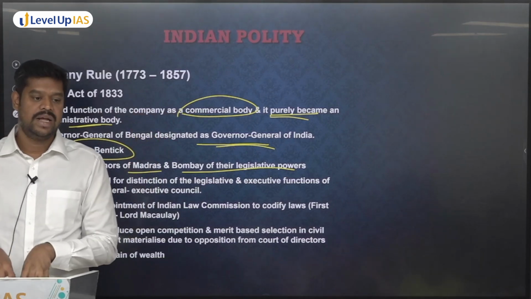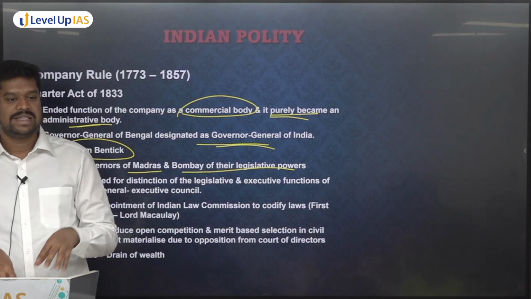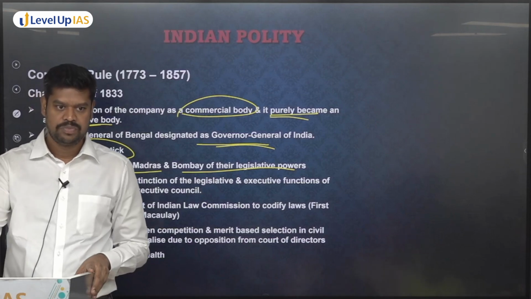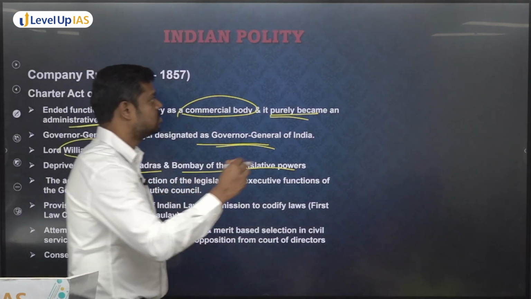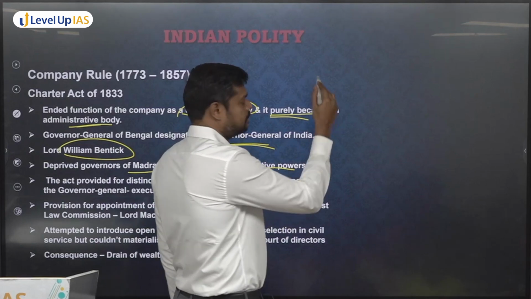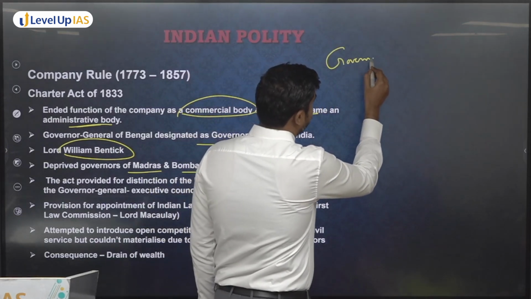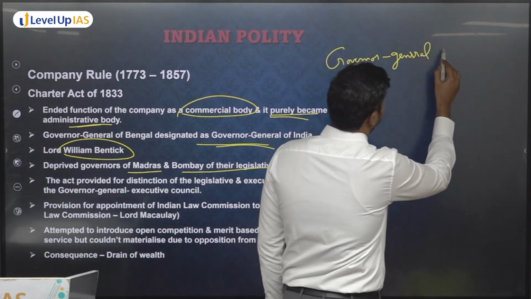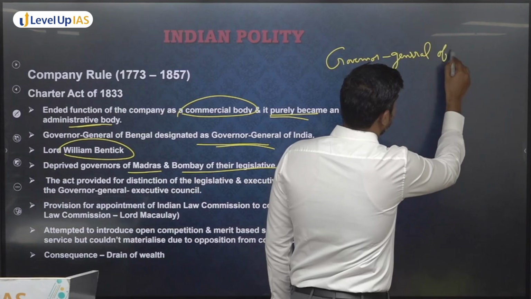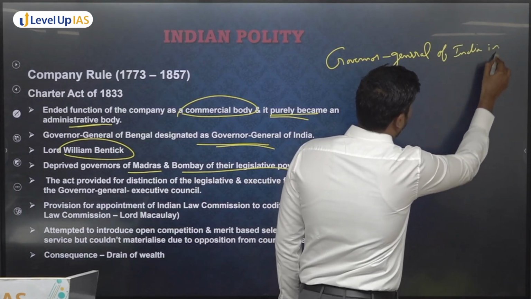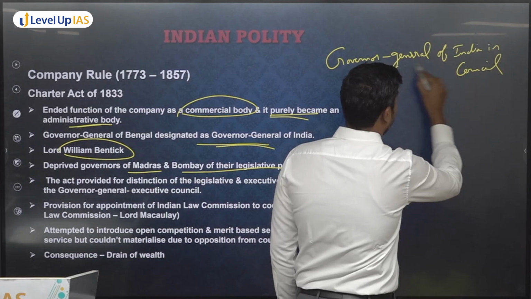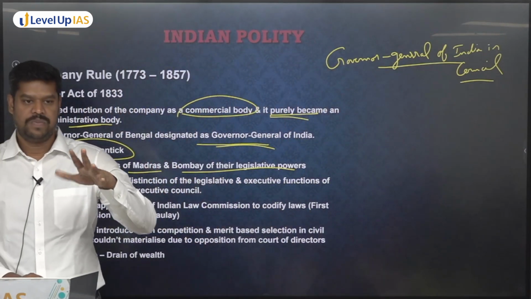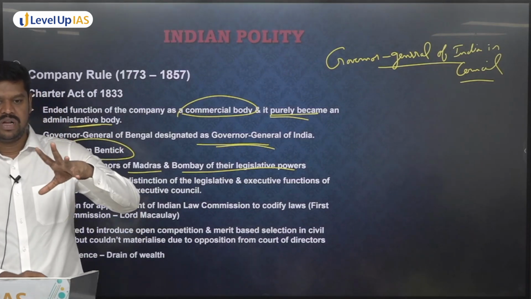But this is the starting point where they thought that a separate legislative body would be there. Although it is only a starting point, there was no separate legislative body per se. But now, instead of the Governor General in Council, it is called the Governor General of India in Council. So this was a most powerful authority. That means it basically comprises the Governor General of India and his council.